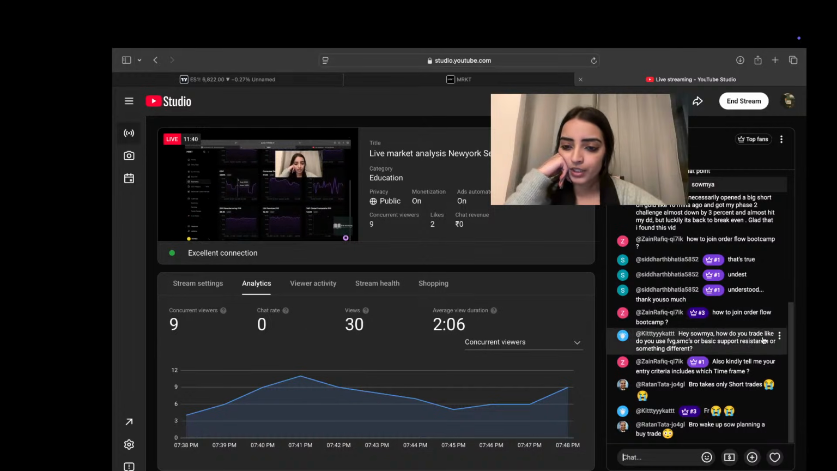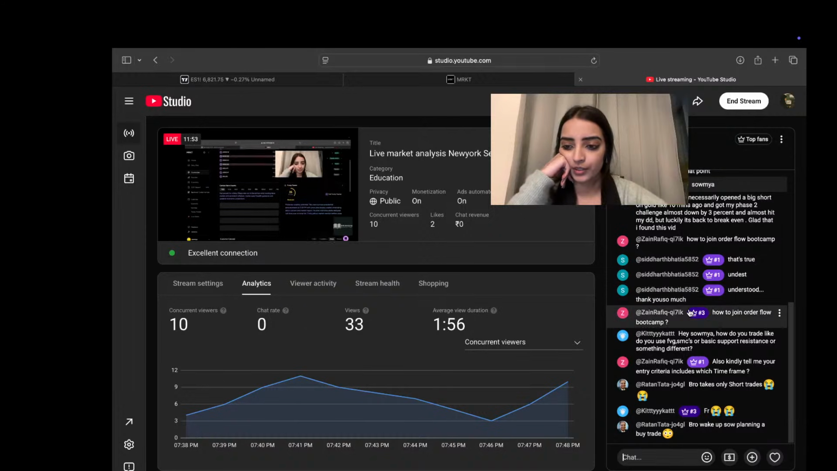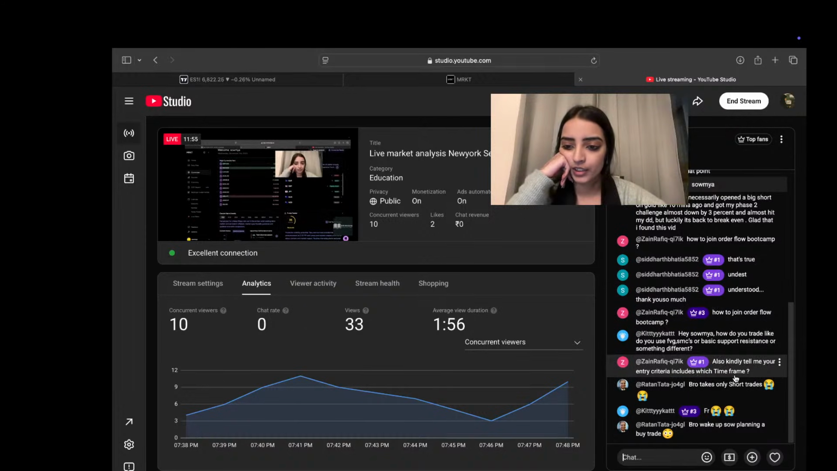Hey Soumya, how do you trade? Like, do you use FVG, SMC, basic support resistance, or something different? I mark my supply and demand zones on higher time frames to lower time frames, and then I use order flow for entries. Also, kindly tell me your entry criteria includes which time frame. My entry criteria is 5 minutes.